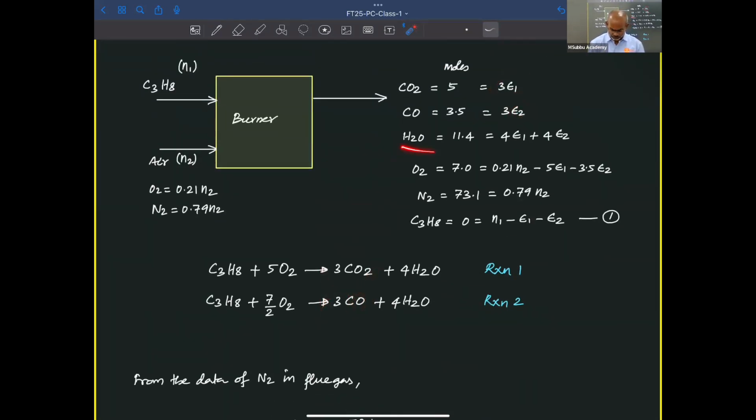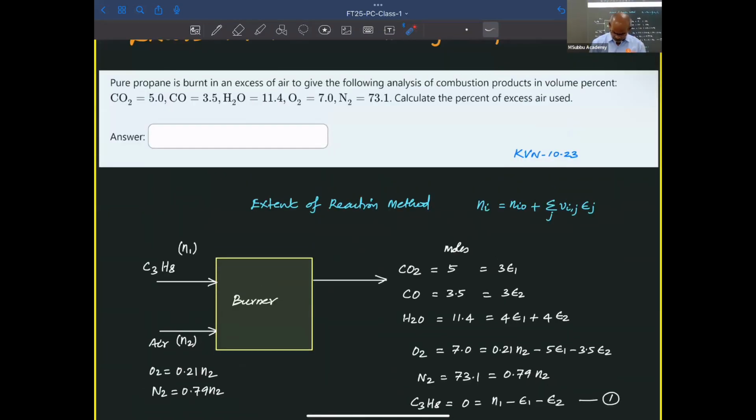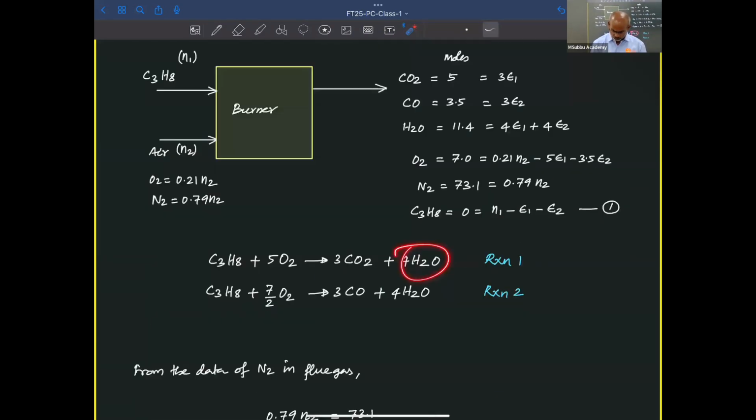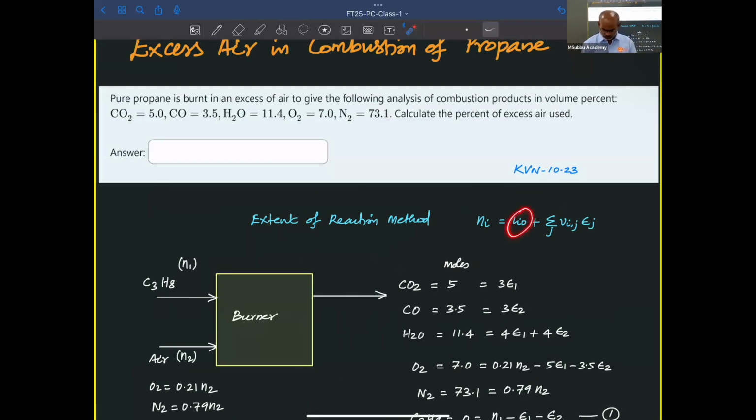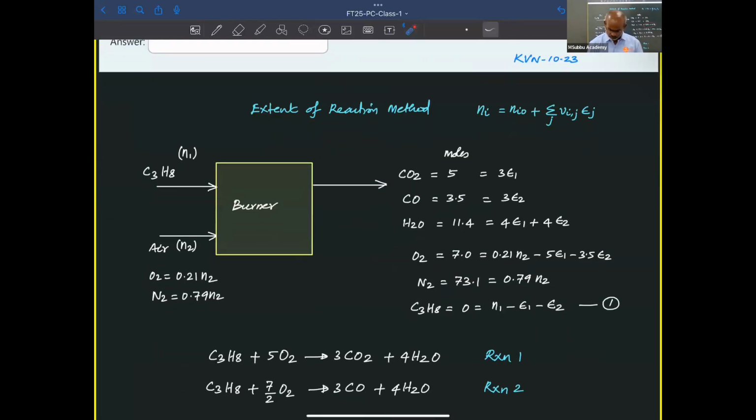Like that for water. Water is there in both the reactions. This has a stoichiometric coefficient of 4, and this also 4. So 4 into E1 plus 4 into E2. Of course, there is no water in the initial feed, that is, Ni naught is simply 0. This is for water.